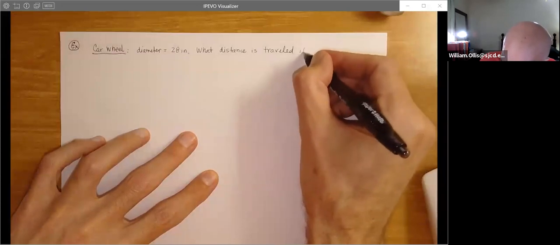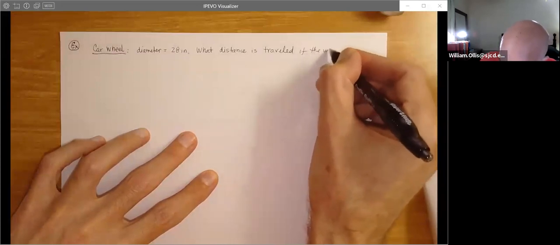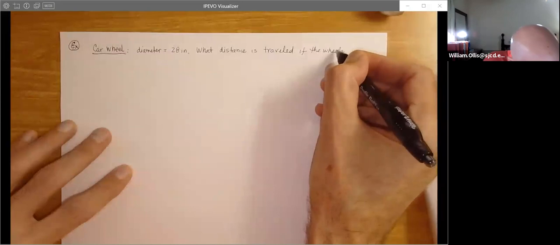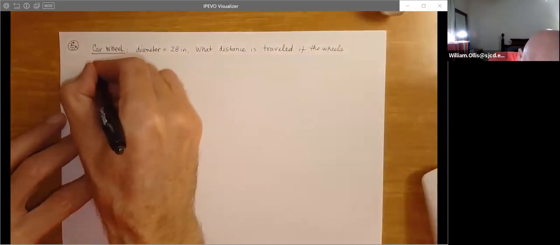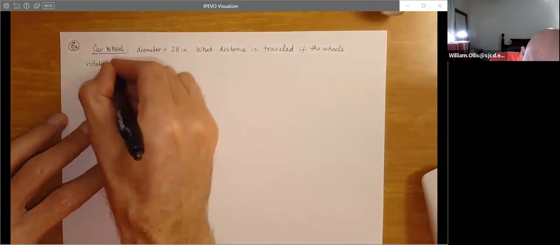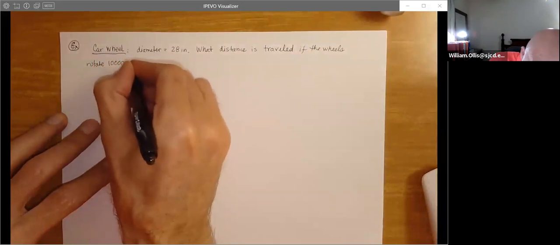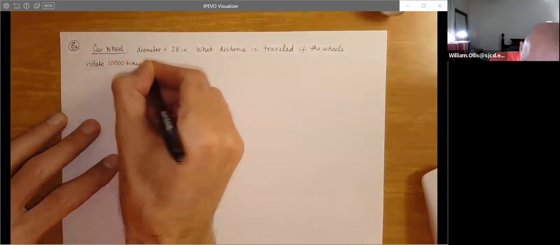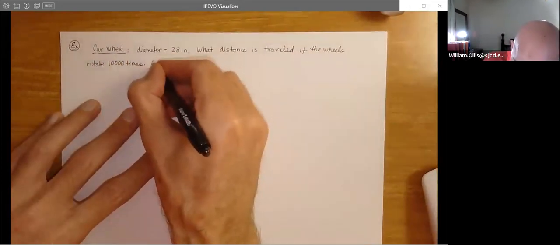If the wheels rotate, and in this case, 10,000 times. And of course, we'll assume that we're not driving in the snow, so there's no slipping.